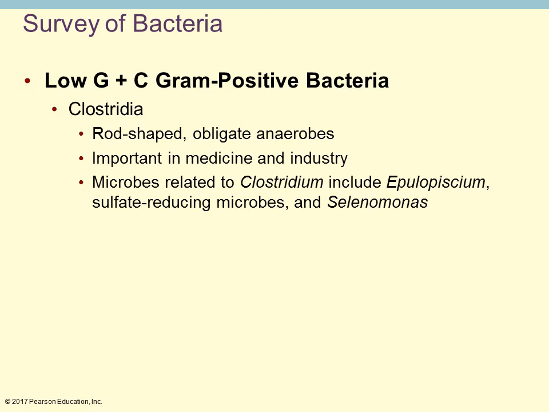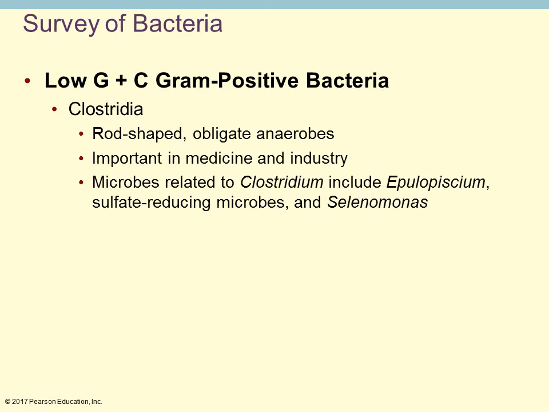So if we look at the low GC gram-positive bacteria, we're going to just go through some of these. Don't get bogged down by thinking about the diseases, because like I say, the diseases that are caused by some of these will be discussed in a later chapter. Clostridium is rod-shaped, so it's bacillus-shaped. They are obligate anaerobes, so they don't like oxygen. That's going to kill them. They're very important in both medicine and industry.